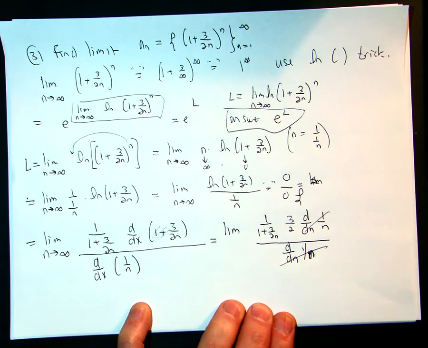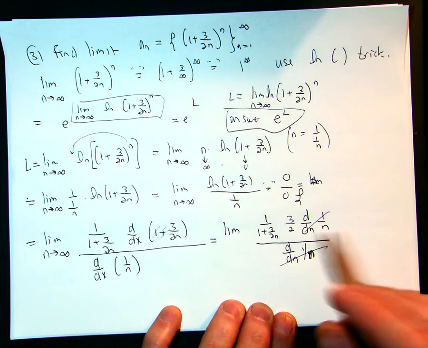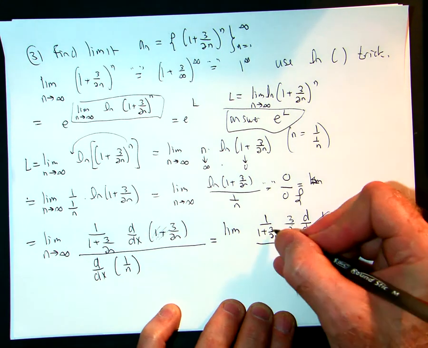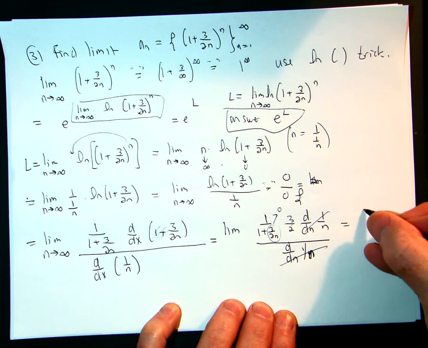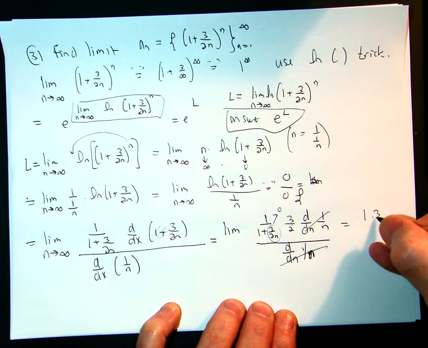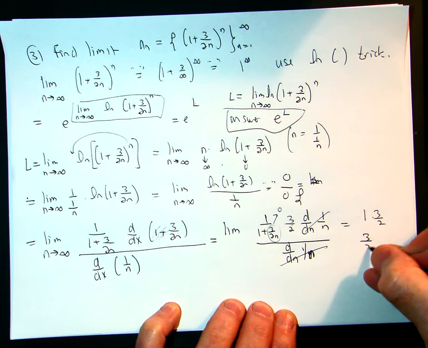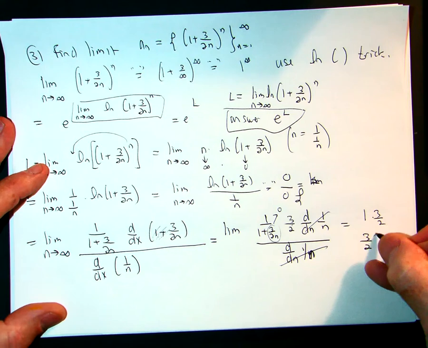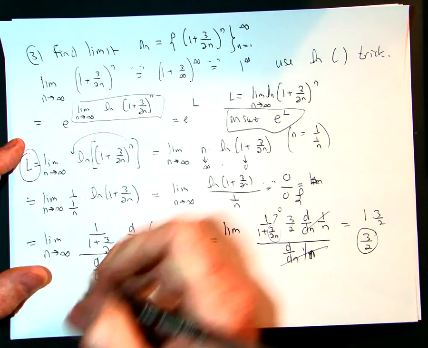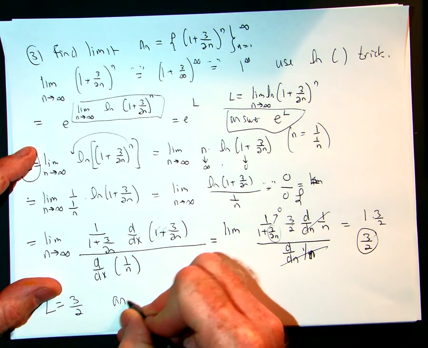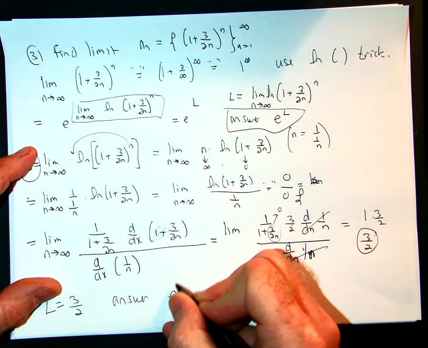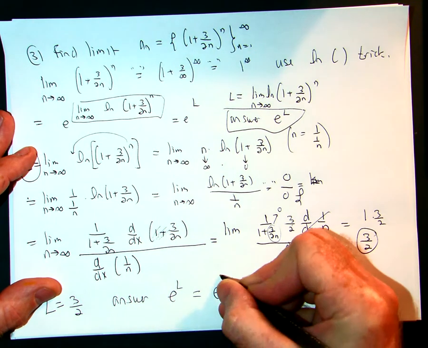So cancel, same number. 3/2, that goes to 0. So this is going to be equal to 1 times 3/2, which is 3/2. That's my L. And then my answer is e to the L equals e to the 3/2.